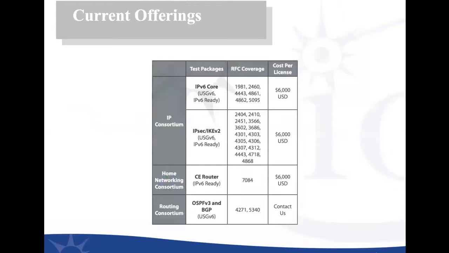Here again are the current offerings in the form of protocol packages and the RFC coverage. For each of these, we cover both components. For IPv6 Core, that would cover both host and router testing. For IPsec and IKEv2, that covers both end node and gateway testing. CE Router is, of course, just the CPE device, and OSPF and BGP would be for routers.